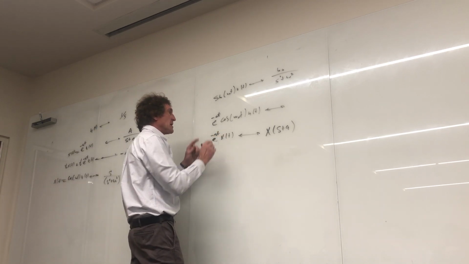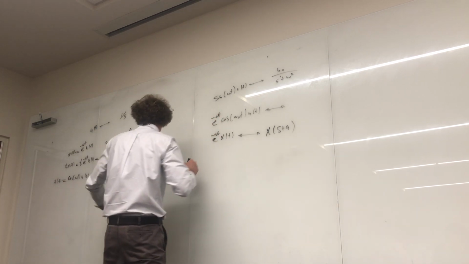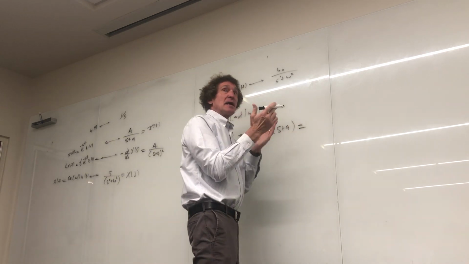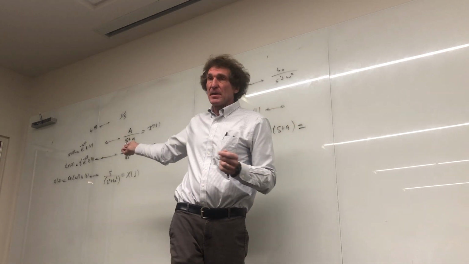So I know that, since I know this property, cosine here goes to this, the only thing I do is take the s and replace it with s plus a wherever it appears over there.